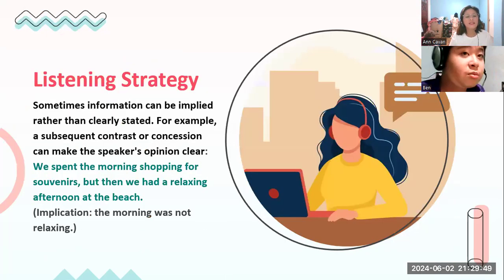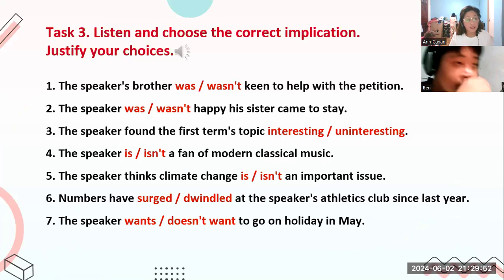Here, listening strategy. Now it is very easy. Choose the correct implication and justify your choices. Okay, go, Ben.